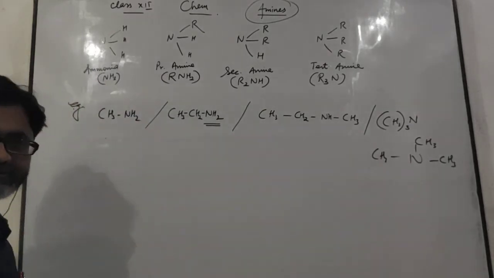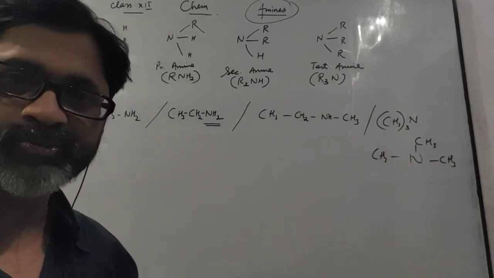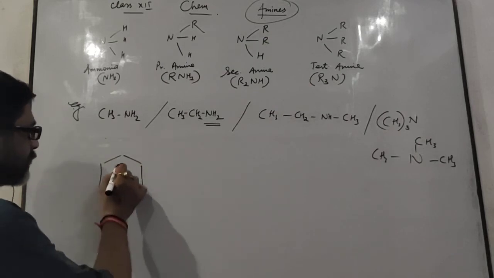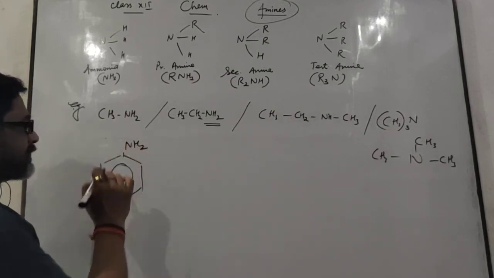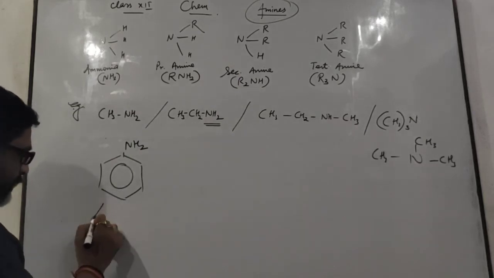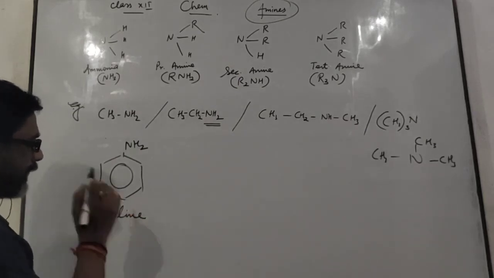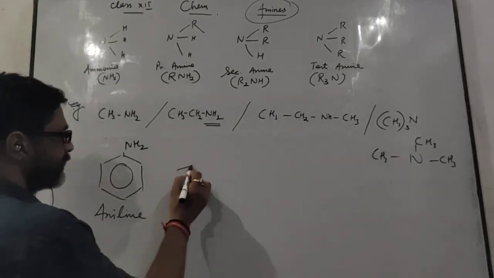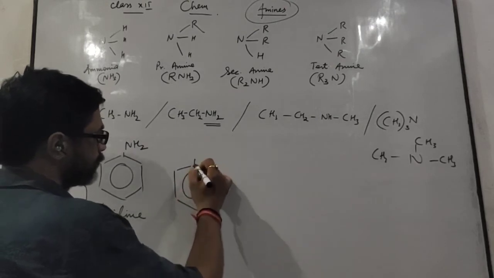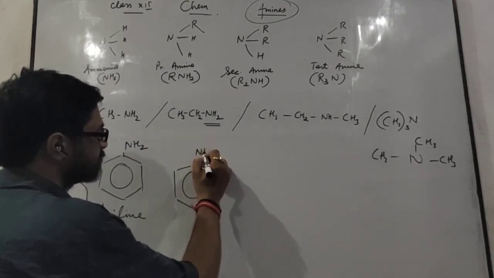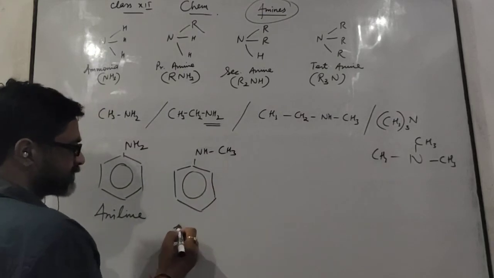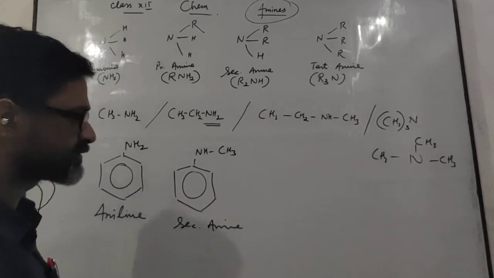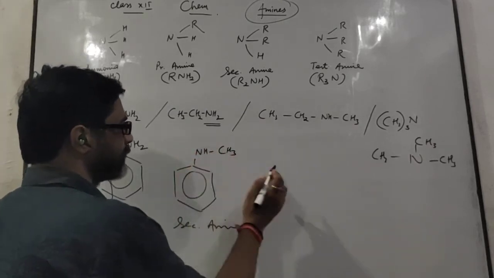These are aliphatic amines. In aromatic amines, there are also primary, secondary and tertiary amines. See here, benzene ring, NH2 is present. This one is primary amine. This is known as aniline, or you can say phenylamine. If, see here, with NH, CH3 is present, this one is secondary amine. What is its name? I will discuss later. But it is a type of secondary amine.